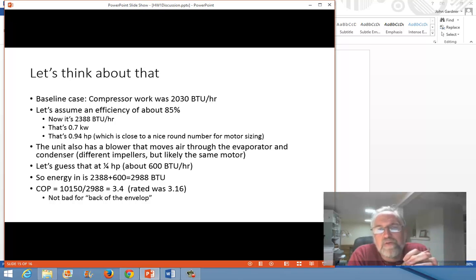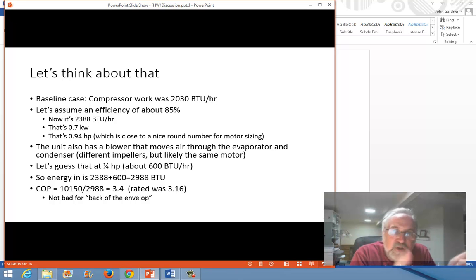So here's just a quick run through of what I thought of off the top of my head. In the baseline case, that analysis in that table, if you look at the difference between H2 and H1, multiply times m dot, we get a compressor work of about 2030 BTUs per hour, which is 1/5 of the cooling capacity, exactly what we'd expect.